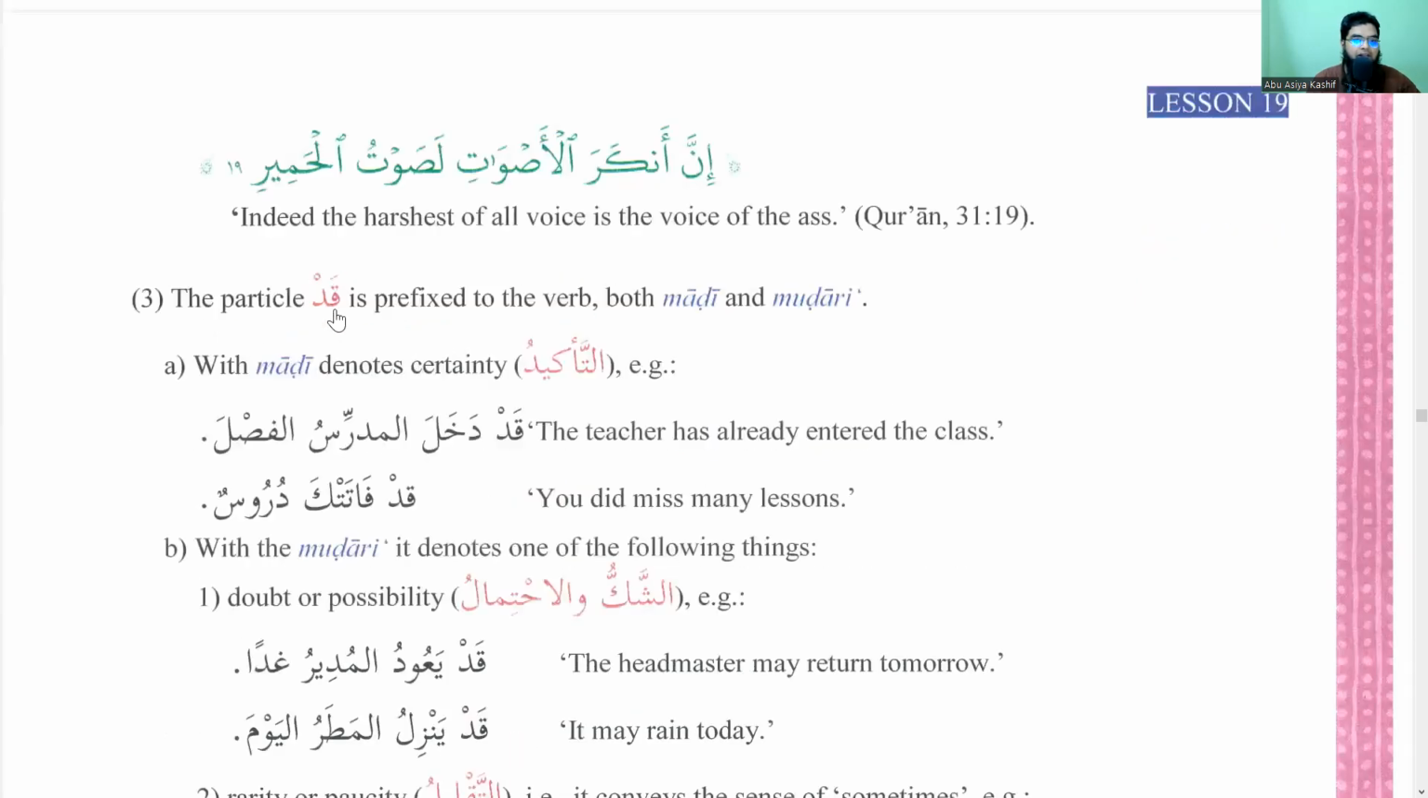The third, the particle qad is prefixed to the verb, both madi and mudara. Next, he is teaching us how to use qad. Why do you want to use qad? It can be used with both past tense as well as present tense. If you want to use qad, you can use both.